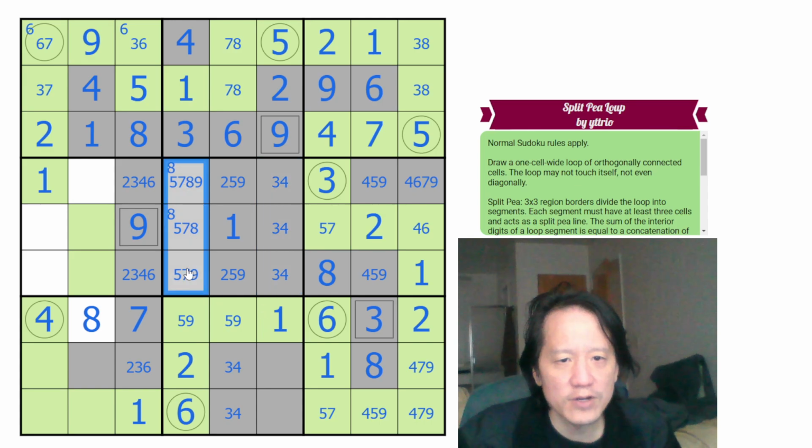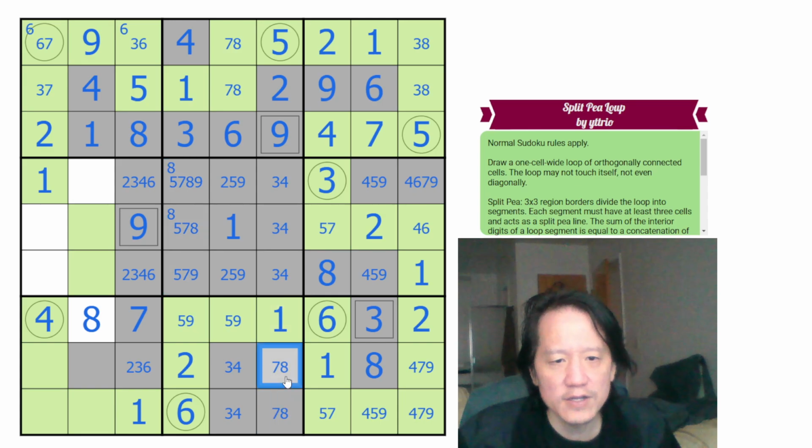Cannot have a 7 or 8, because both of them have to be here. Therefore, this is 7 and 8. Therefore, this is 7 and this is 8. So this can't be 7 anymore. This can't be 2. This can't be 2.